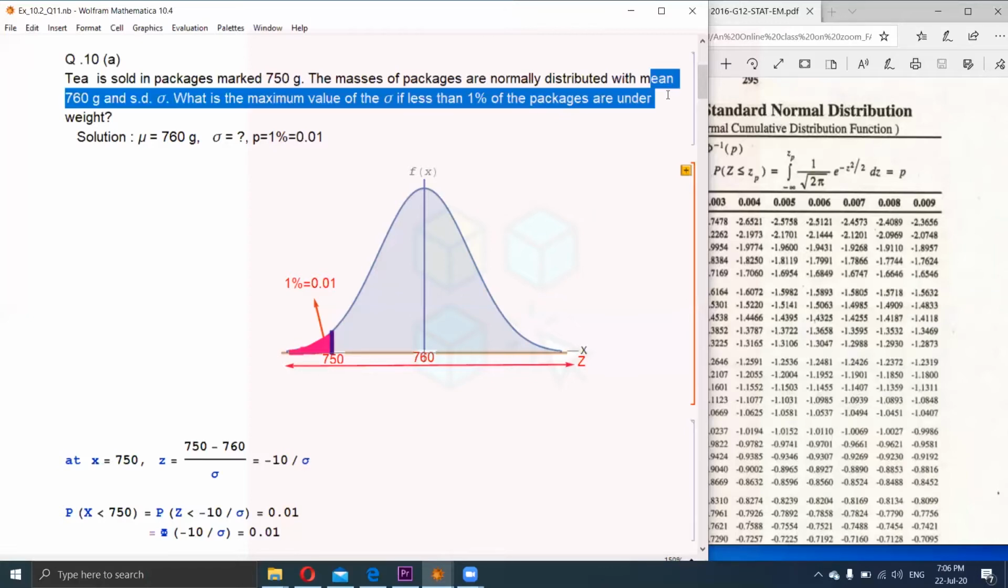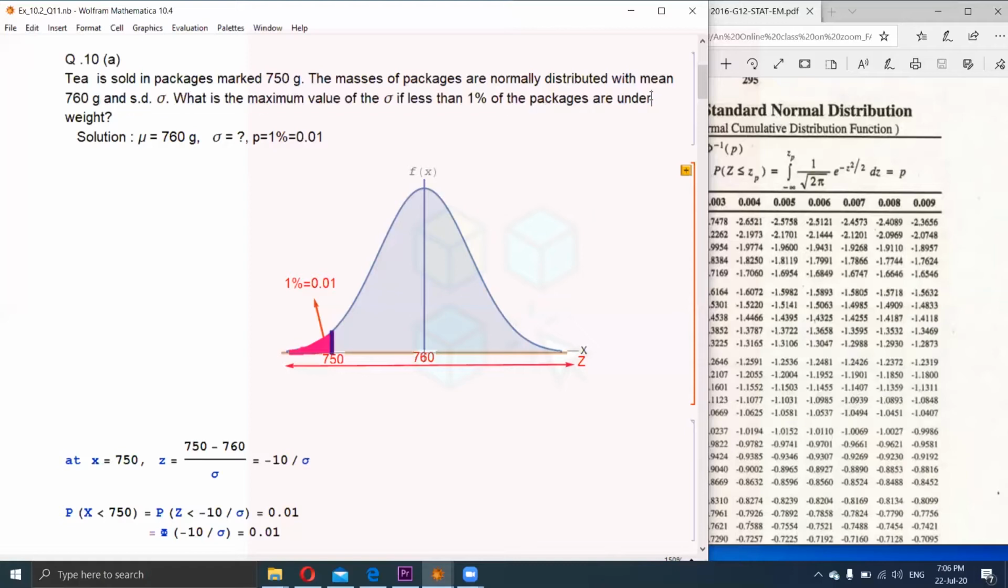If we are talking about underweight, it means the weight is less than 750, because on the packet 750 grams is mentioned. So underweights are those packets which actually do not have the weight of 750 grams.